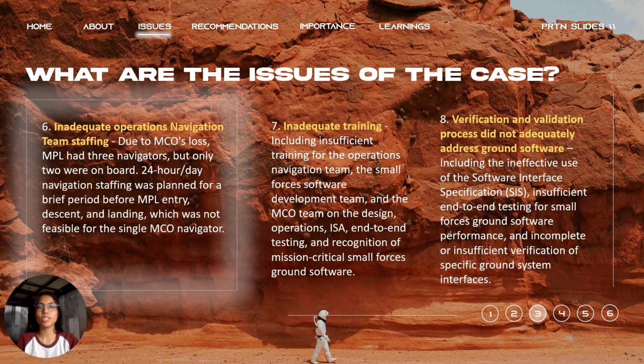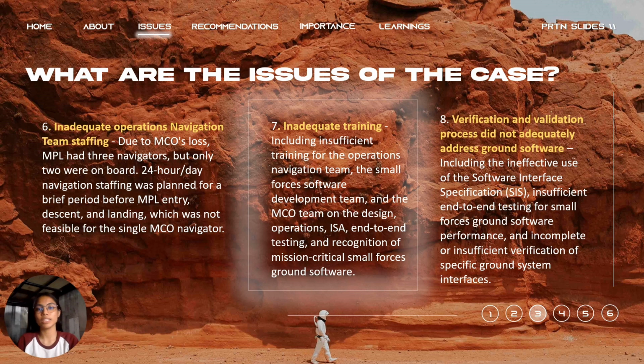Number 6: inadequate operations navigation team staffing. Due to the MCO loss, MPL had 3 navigators but only 2 were on board. 24-hour-per-day navigation staffing was planned for a brief period before MPL entry, descent, and landing, which was not feasible for a single MCO navigator.